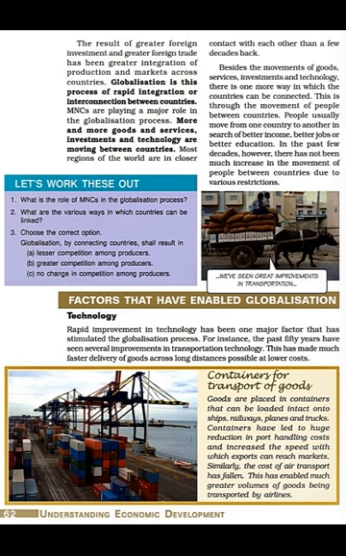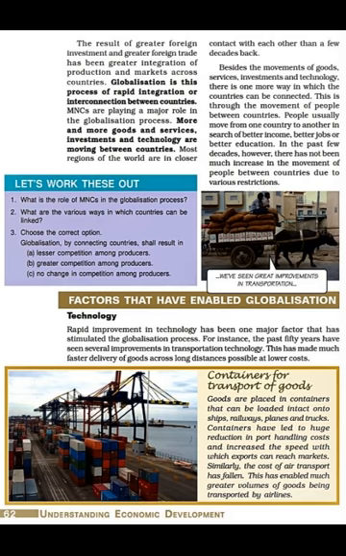That has been the major factor that has encouraged the globalization process. In the last 50 years, we have seen several improvements in transportation technology, and this has made the faster delivery of goods across long distances possible at lower cost. We have the fastest means of transportation, railways, roadways, airways. Now the containers for the transport of goods. So goods are placed in containers, and now we are using containers for transporting our goods.